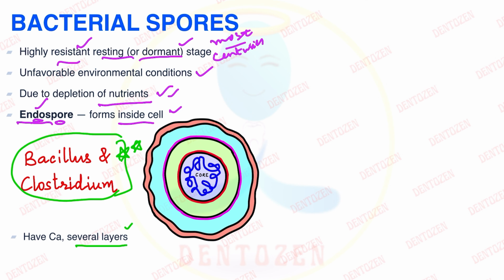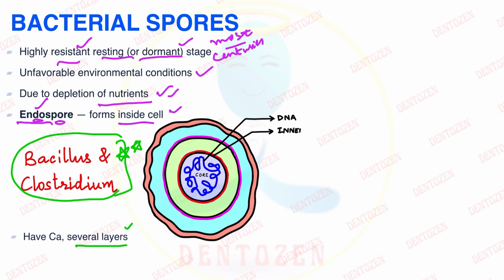So what can you see in the center? In the center there is the core. The core is the center. The core contains the DNA, the genetic material. Then there is the membrane around it, that is the inner membrane, and there is a wall which is called the germ cell wall. So that is the core.